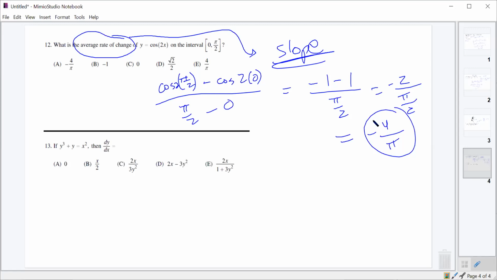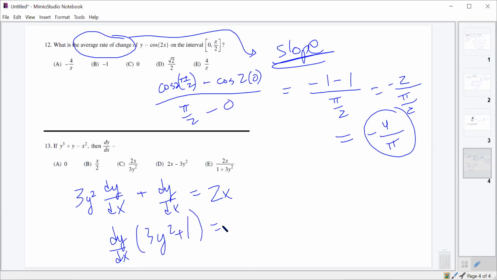Right. Next one should be number 13. This one is just an implicit differentiation problem. The derivative of y cubed with respect to x is 3y squared dy dx. The derivative of y with respect to x is dy dx. And the derivative of x squared with respect to x is 2x. So if I factor out dy dx, times 3y squared plus 1 equals 2x, or we end up with 2x over 3y squared plus 1. Choice E. Any questions there on that one?